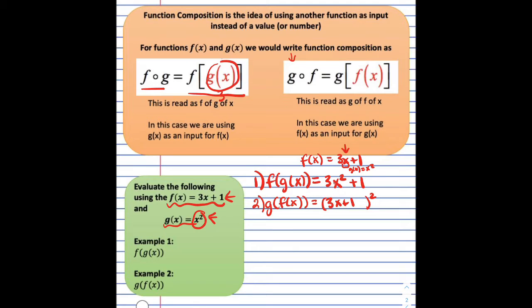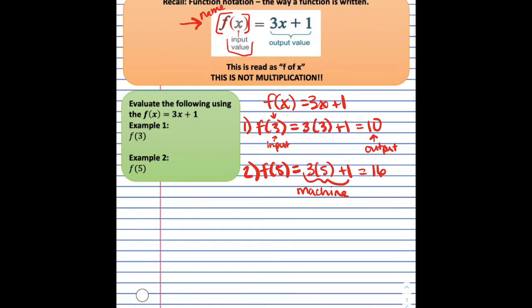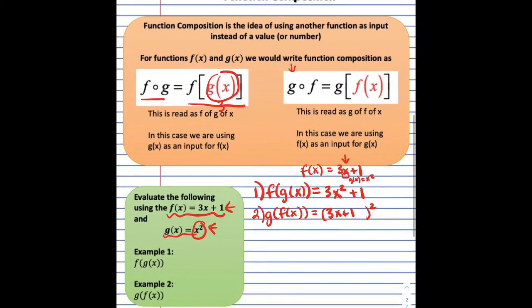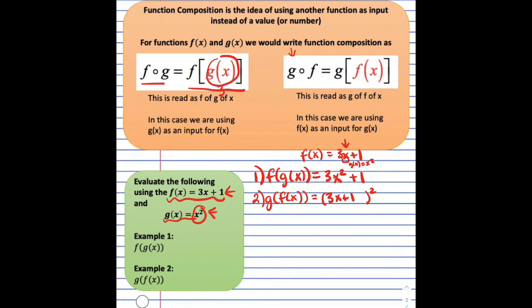So instead of writing an x, instead of writing my variable, I'm using the other function in its place. So up here, instead of writing the variable, I used a number in its place. Now we're doing the same thing, except we're putting a function in its place. So let's try another one.